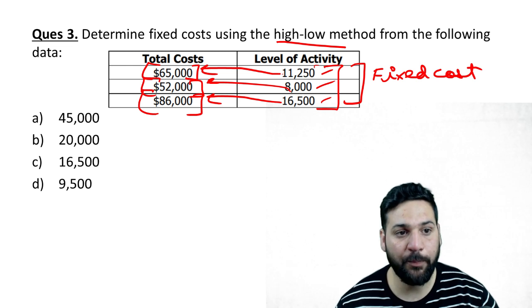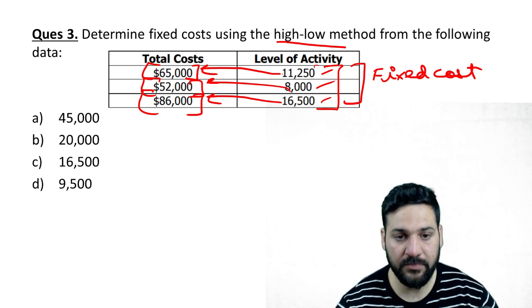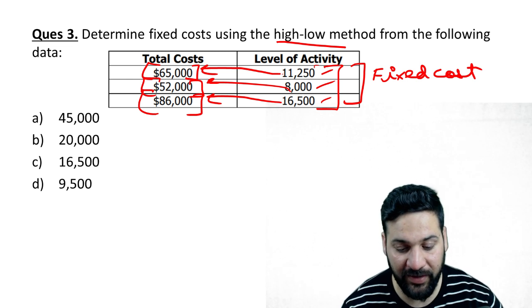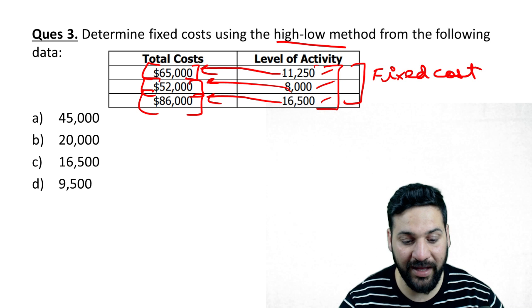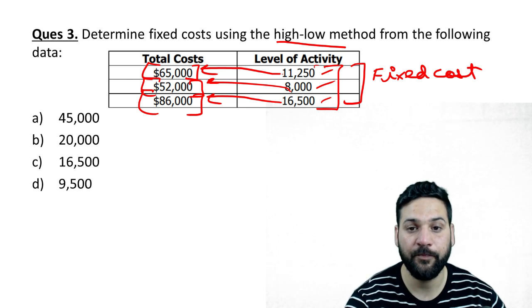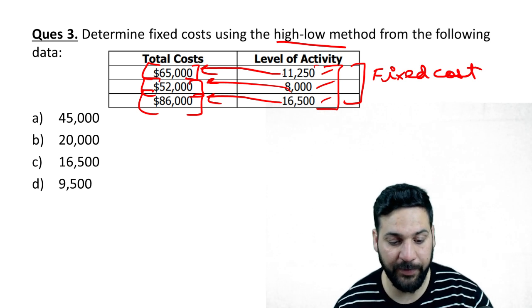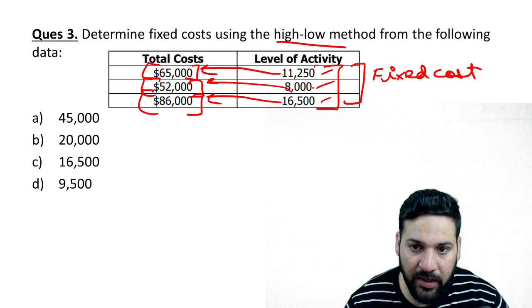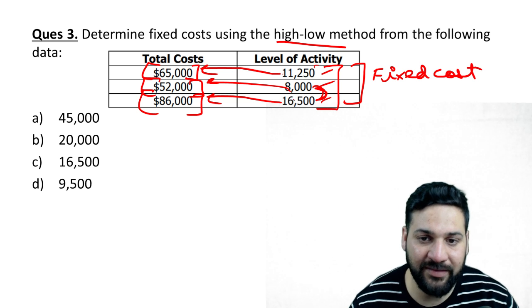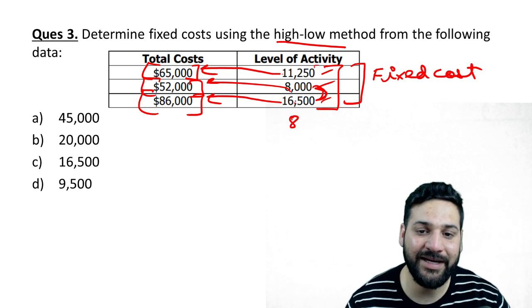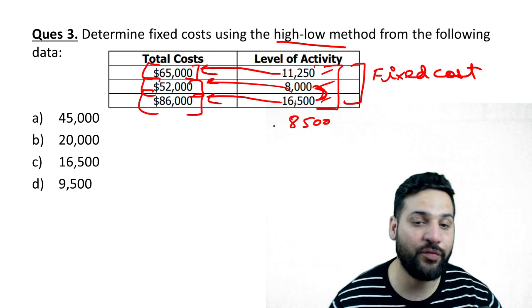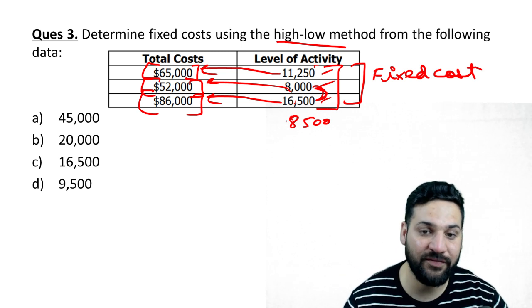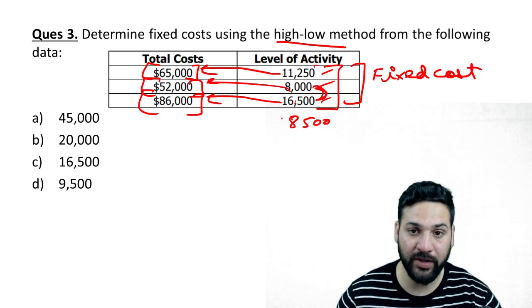Okay, so the point here is the fixed cost is the same. There is only the difference between the variable cost. So that's what you need to do. First of all, the difference between 16,500 and 8,000 is 8,500 units. Now we are trying to find out the variable cost. That's what we need to do here.